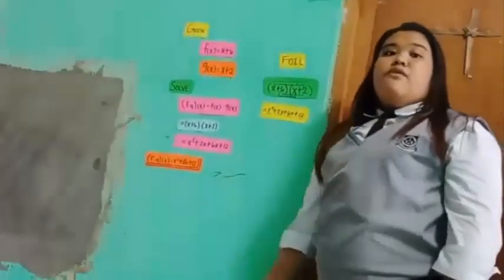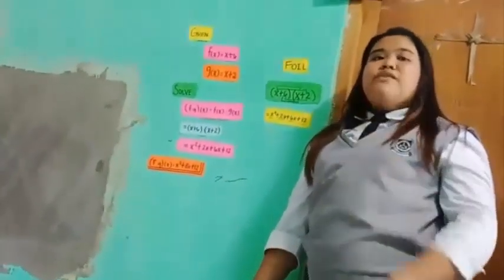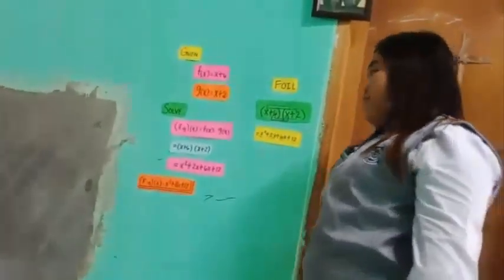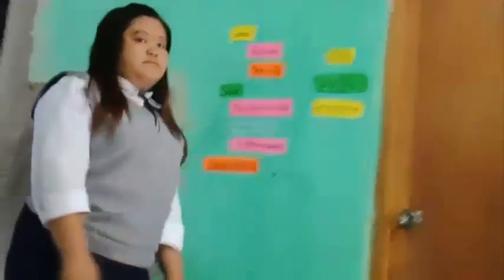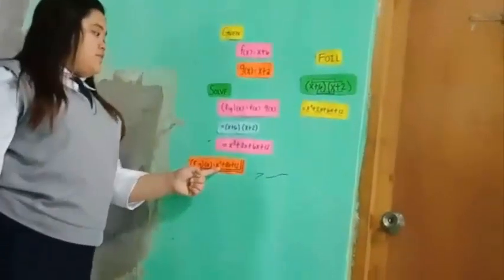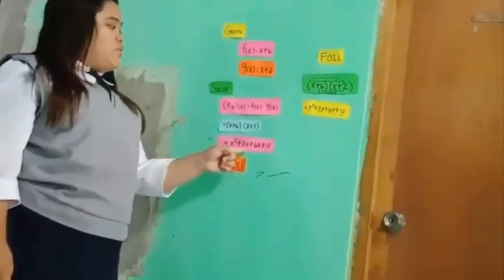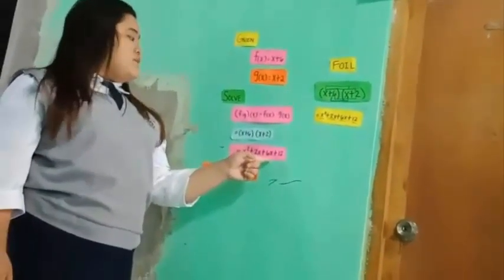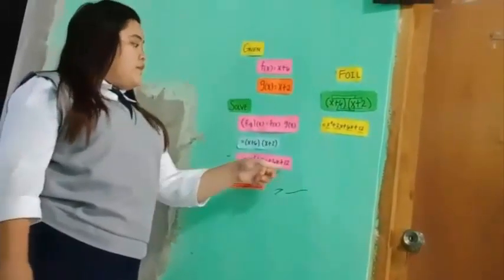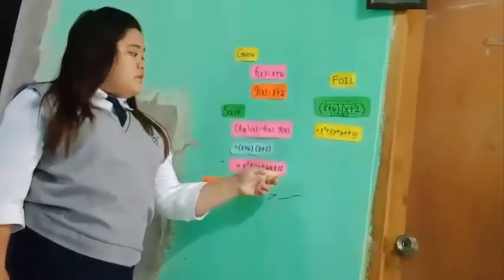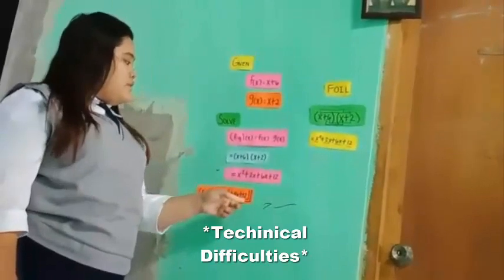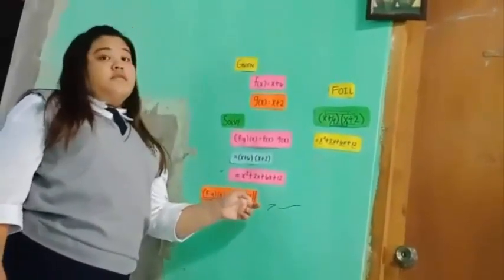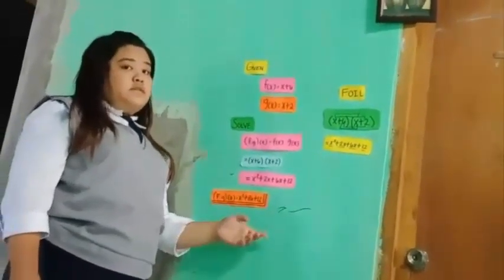After you finish the FOIL method, bring down the x squared, 2x plus 6x equals 8x. Then bring down the last, plus 12. This is the answer. This is the product of multiplication.